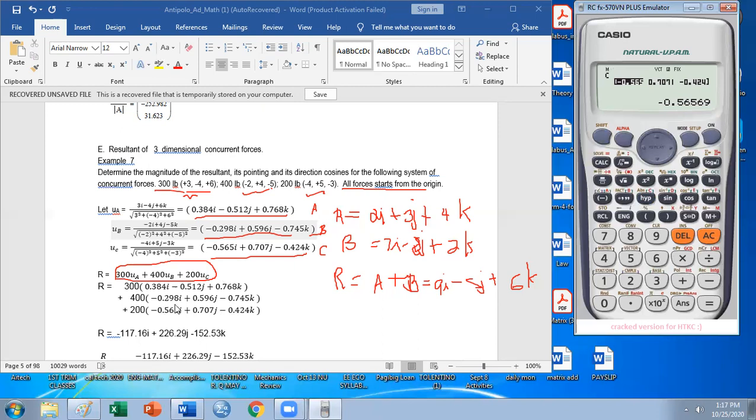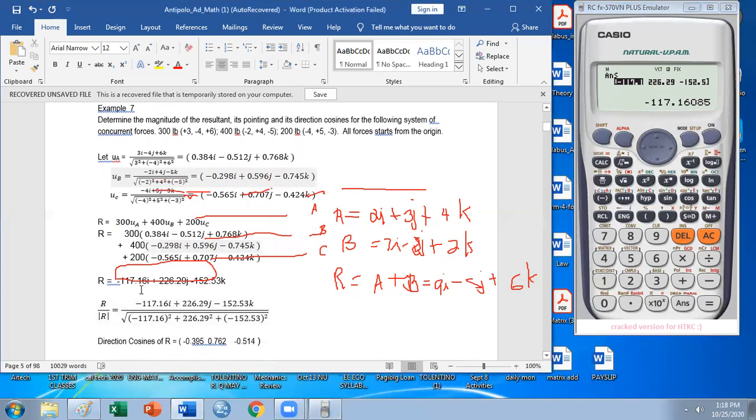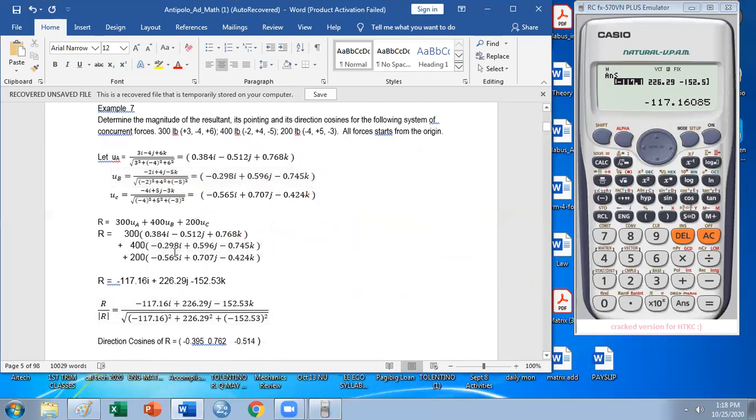And then ito, pwede na natin makuha to. This will be just 300 times unit vector A, plus yung mga components na ng vector A, plus 400 times ang unit vector B, shift 5, 4, plus 200 times, shift 5, 5. There. So you see, ito na ngayon yung resultant. Ito yung resultant in newtons.